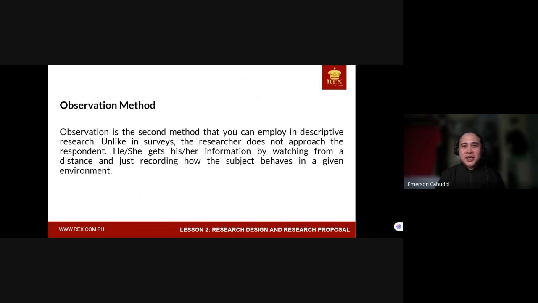Observation involves directly watching and recording the behaviors or characteristics of individuals or situations related to the phenomenon. It's a method of gathering data through direct sensory experience. Example: to study consumer behavior in a retail store, a researcher might observe customers as they browse, interact with products, and make purchasing decisions, recording their movements, interactions, and expressions of interest.